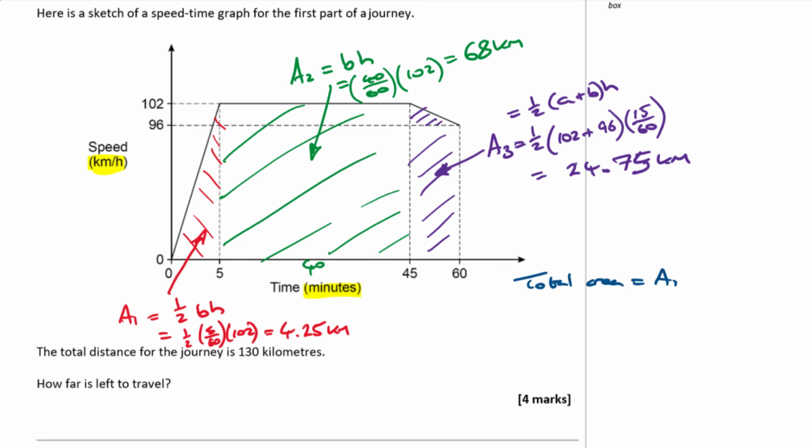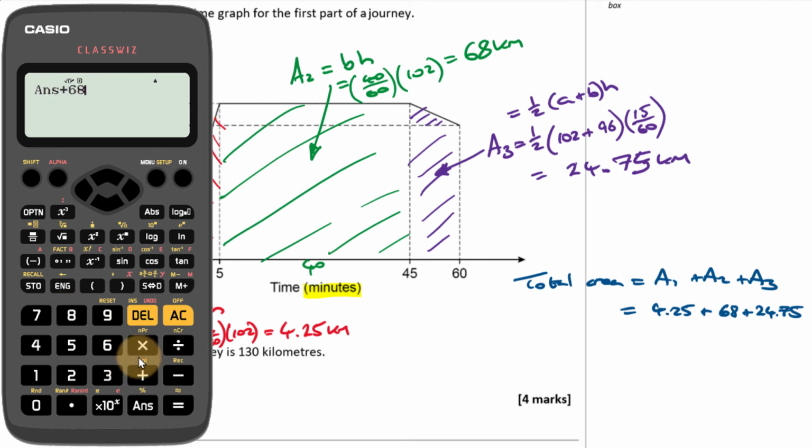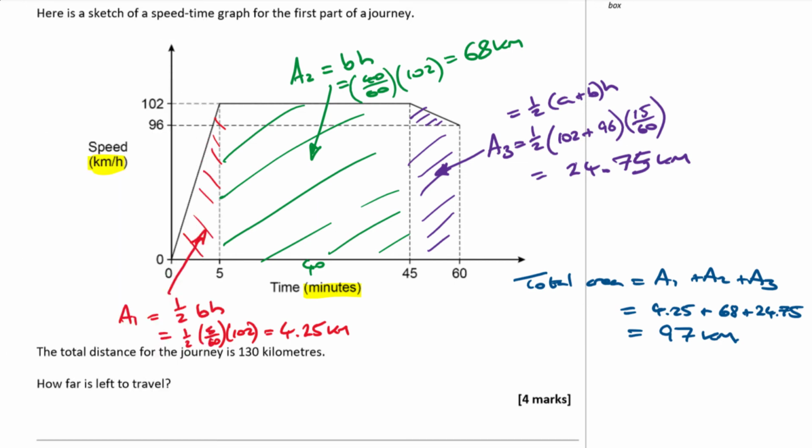Okay, so then total area is going to be those three areas added together. So it's going to be my 4.25 plus the 68 plus the 24.75. What does that come to? Apparently that's 97 kilometers. So that means that this diagram is showing 97 kilometers of the journey. Now we're told that the total distance of the journey is 130 kilometers. So how far is left to travel? Left is 130 minus what we've calculated, the 97. So that's going to be another 33 kilometers to go.